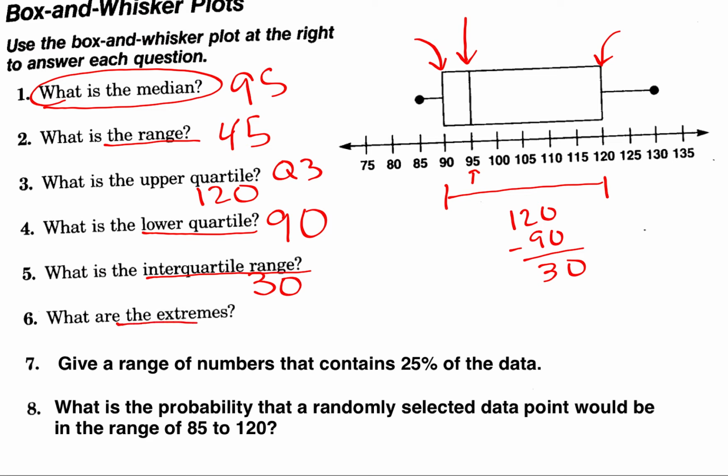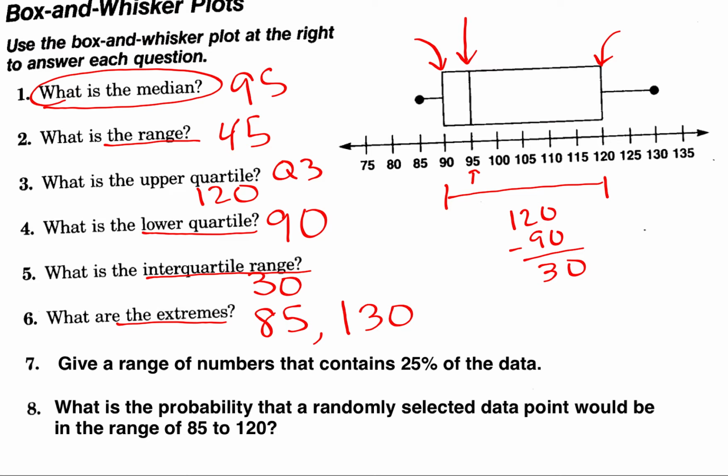If you were asked for the extremes, extremes is just another name for the maximum and minimum together. The extremes here, the lowest is 85, the highest is 130. Those are the extremes.